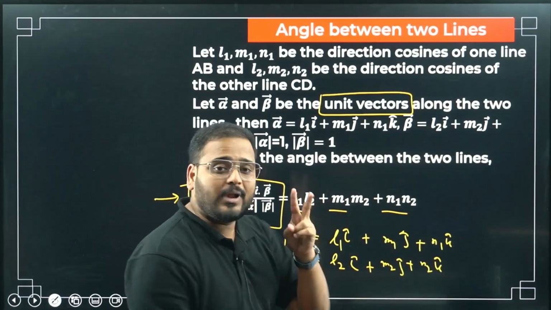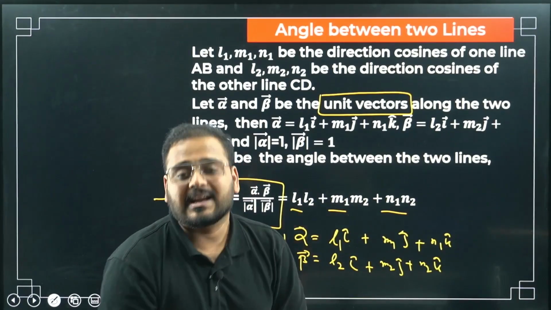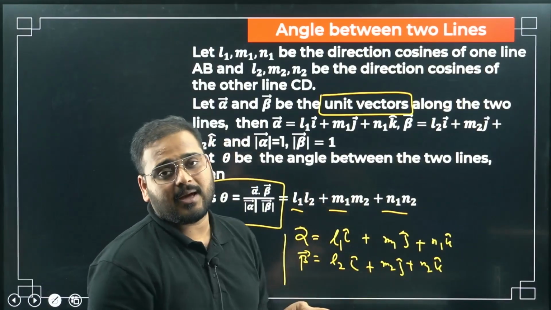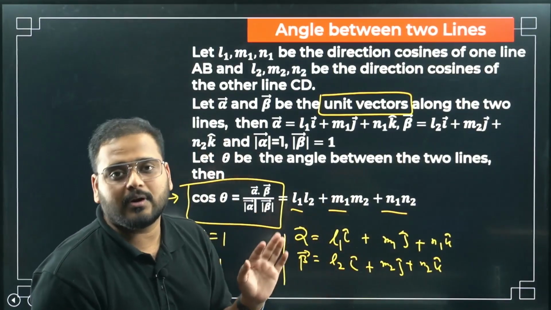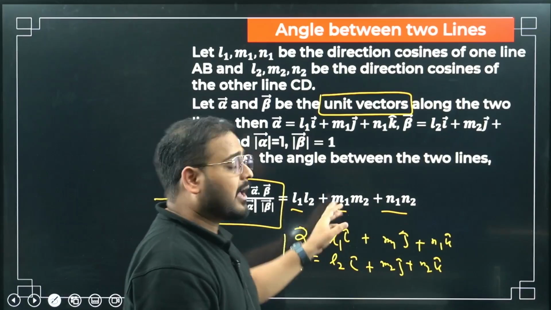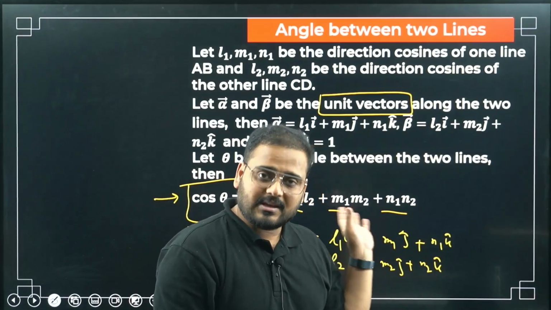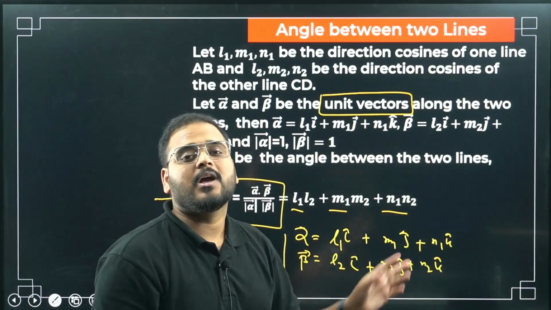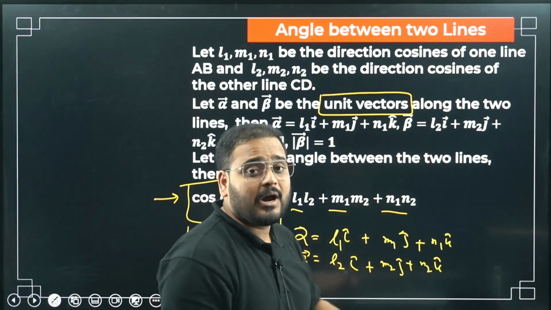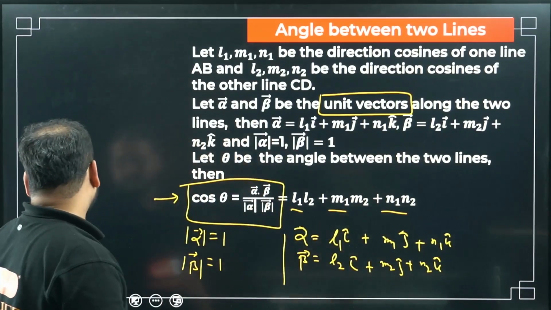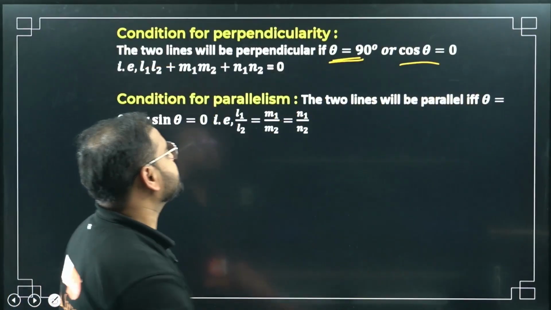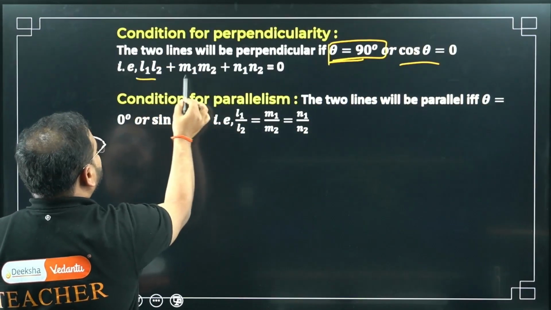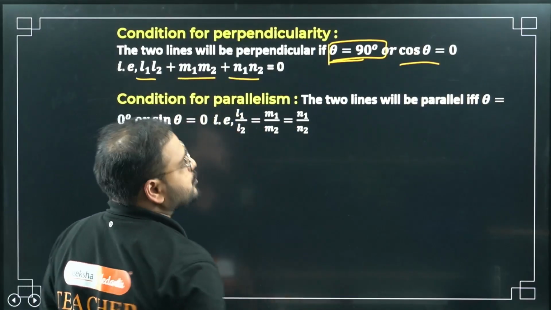If two lines are given with the direction cosines as l1 i cap, m1 j cap, n1 k cap, and in the same way l2 i cap, m2 j cap and n2 k cap, I can directly take the product l1 l2, m1 m2, n1 n2, and if I'm getting 0, it means the angle between them is coming as 90 degrees. So please check here: l1 l2 + m1 m2 + n1 n2 equals 0.